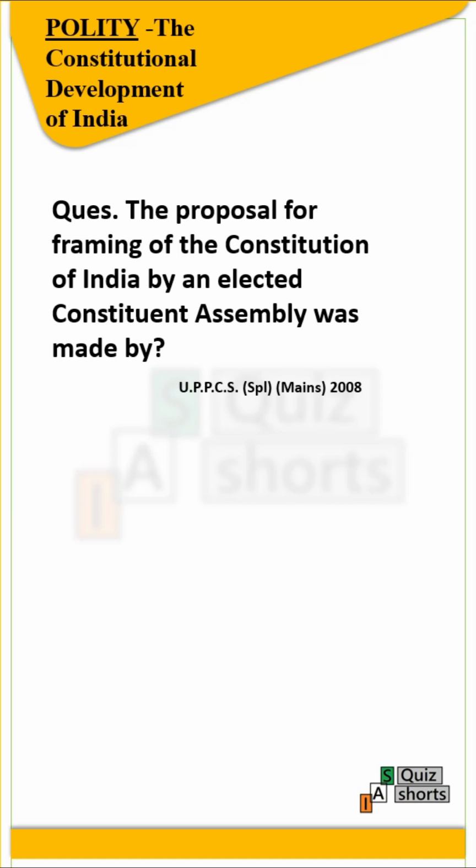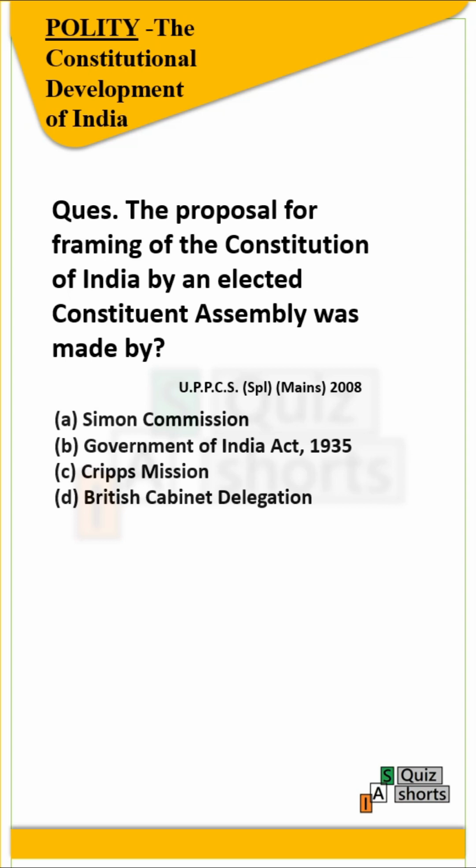Question: the proposal for framing of the Constitution of India by an elected Constituent Assembly was made by option A, Simon Commission. Option B, Government of India Act 1935. Option C, Cripps Mission. Option D, British cabinet delegation? Answer is option C, Cripps mission.